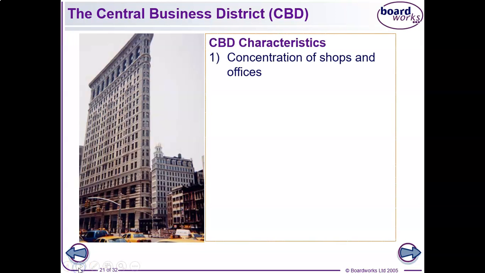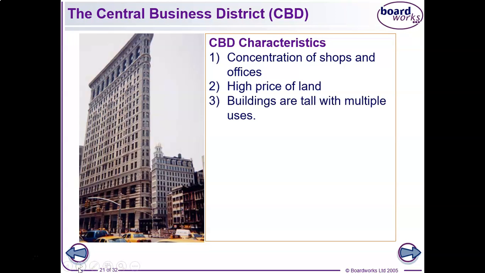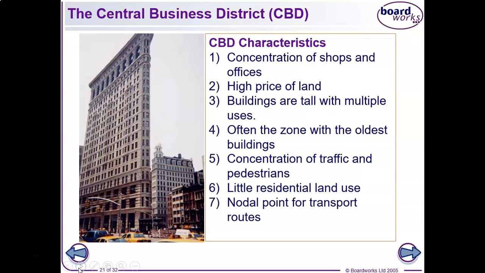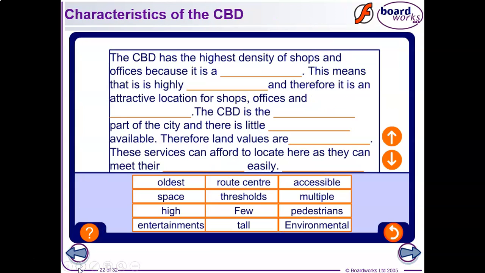So your CBD characteristics: concentration of shops and offices, high price of land, buildings are tall with multiple uses, often the zone with the oldest buildings, concentration of traffic and pedestrians, very little residential land use, and a nodal point for transport routes. What that just means is it's like the center point with all the transport routes coming out of it. If you remember at junior cert, you would have looked at Navan as a nodal point, or a major route focus is another word for it. Okay, and the CBD is constantly changing.